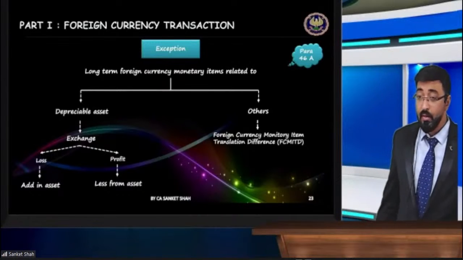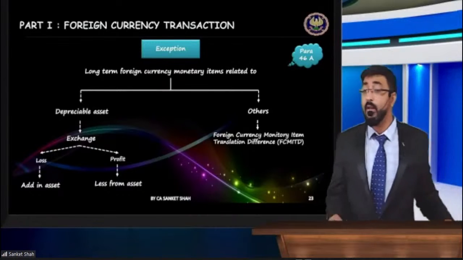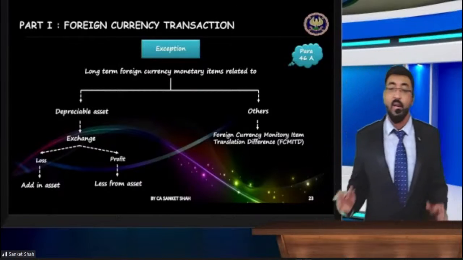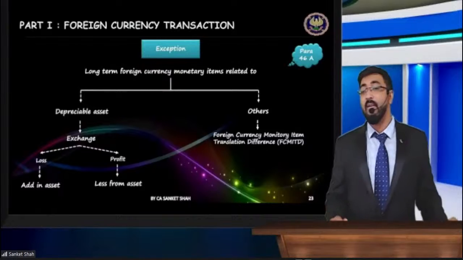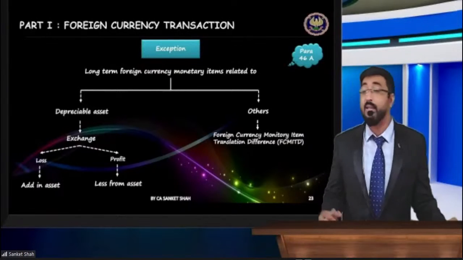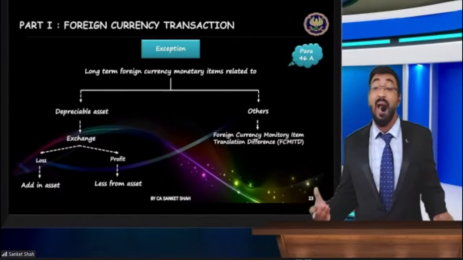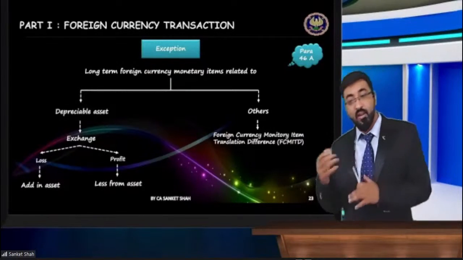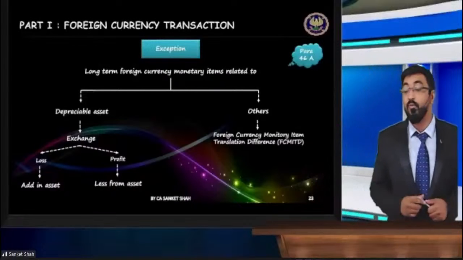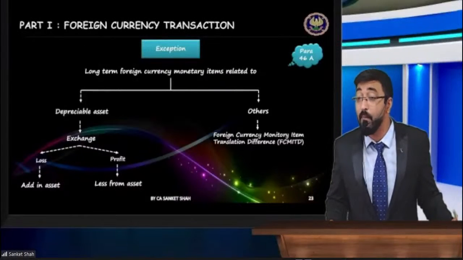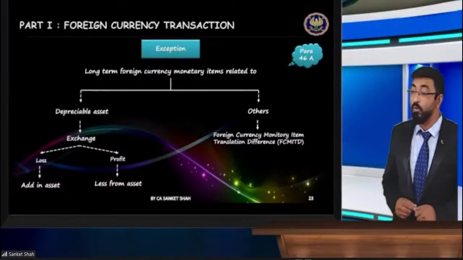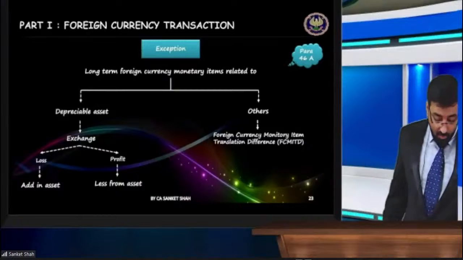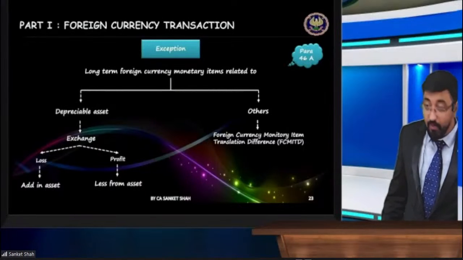Yes. So write down this long-term foreign currency, and I'm going to give you an example based on para 46A. So don't worry, it is long-term foreign currency monetary items related to depreciable asset. If it is related to depreciable asset, we will adjust it in the asset only. And suppose if it is related to others, now what is others, that I'm going to explain to you with examples. So before that, this is very important. This is a concept, and for that we are going to explain it in example form.